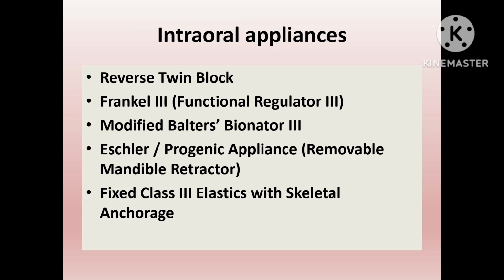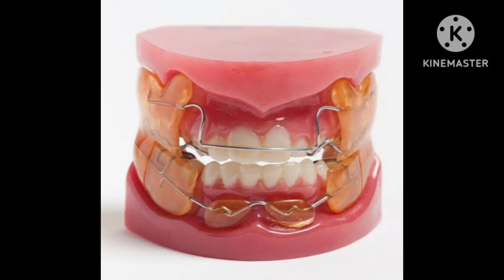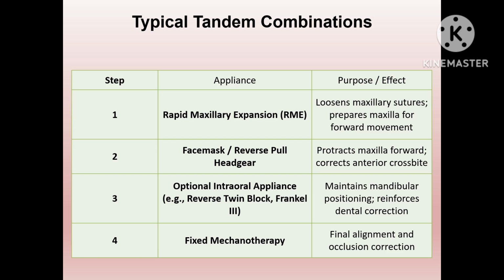Intraoral appliances act inside the mouth to correct dental and mild skeletal issues, mainly by repositioning teeth, guiding jaw posture, and modifying muscle function. Examples include reverse twin block, Frankel 3, class 3 elastics, and tandem appliance. Tandem concept in orthodontics means using the two appliances sequentially or simultaneously to achieve optimum skeletal correction in growing class 3 patients. It basically combines the extraoral and intraoral appliances to maximize orthopedic effects.